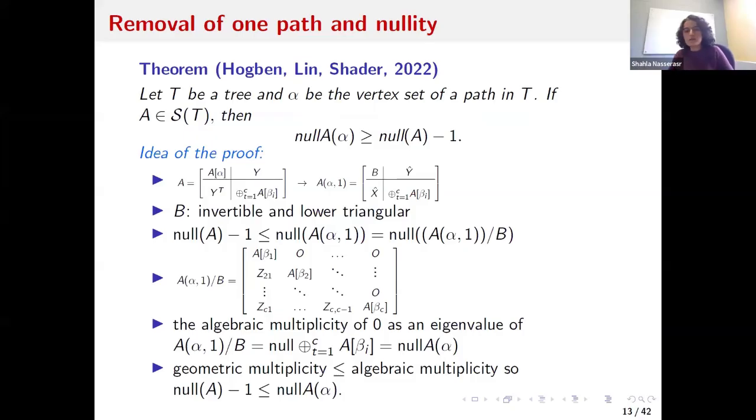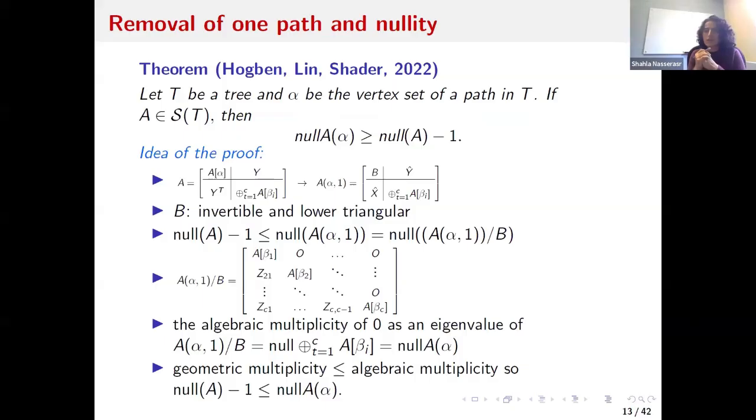But going back to the paths, if you remember that picture that I had for the matrix with deleting the red column and row, the paths give us this large full rank submatrix.